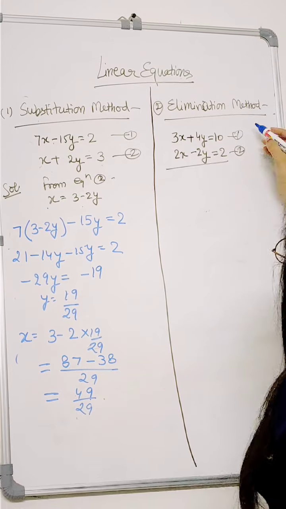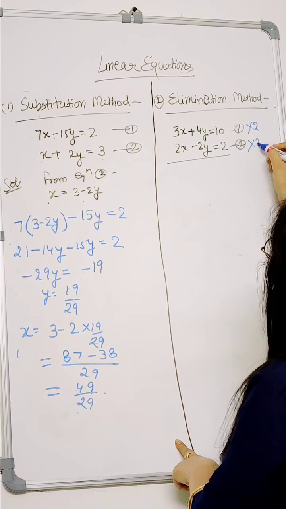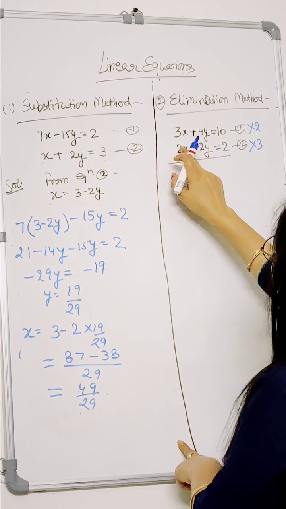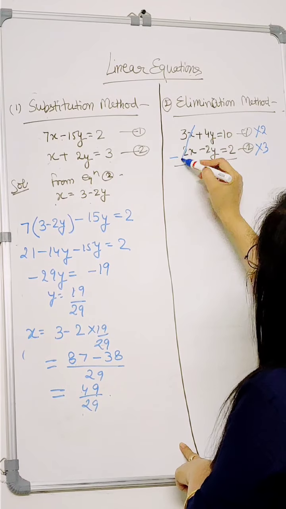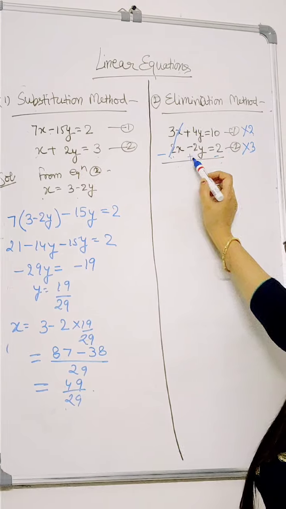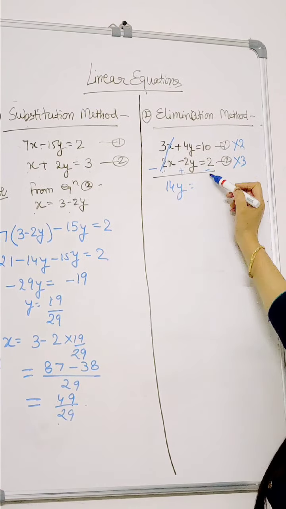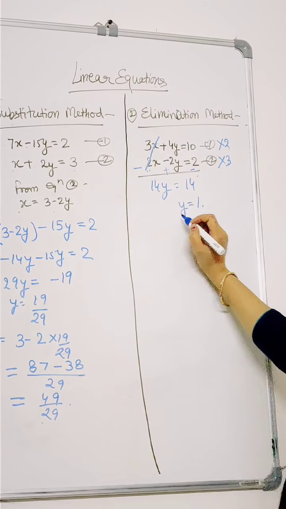So if we multiply equation 1 by 2 and equation 2 by 3, then we see that 3 2s are 6x and 2 3s are 6x. We have to make the coefficients equal. So if we subtract, we cancel it out. And 4 2s are 8 plus 3 2s are 6, 14y is equal to 10 2s are 20 minus 6, 14. y is equal to 14 upon 14, which is 1.